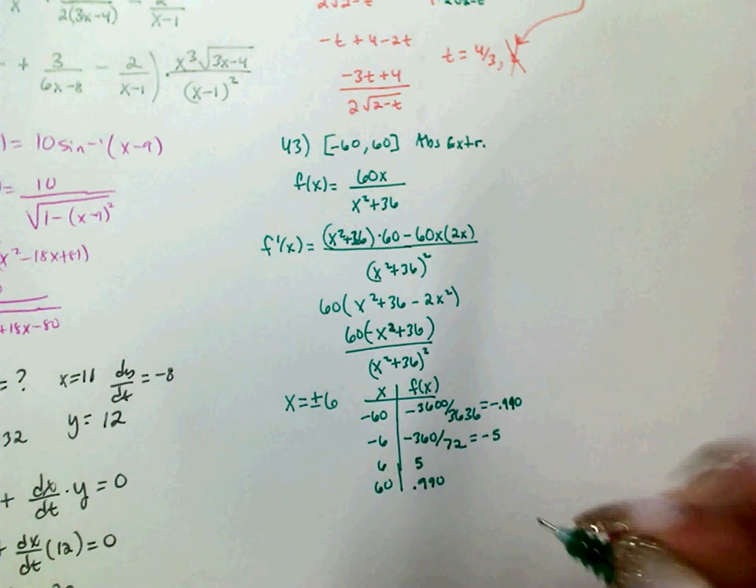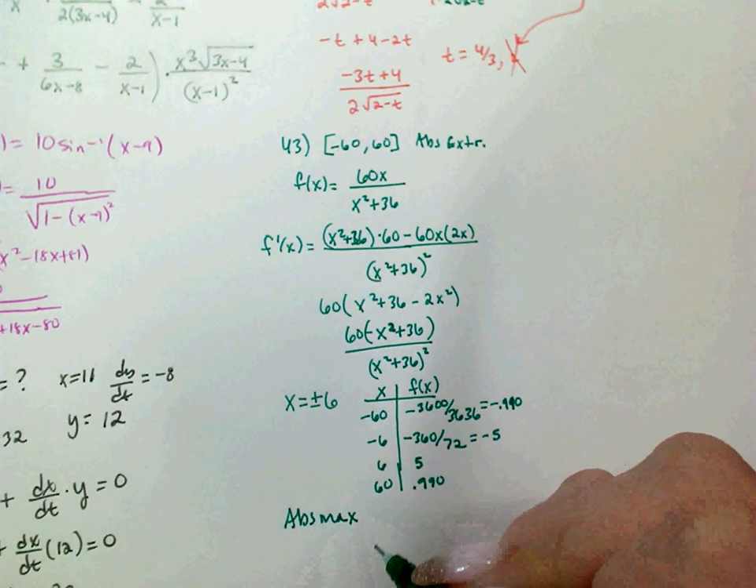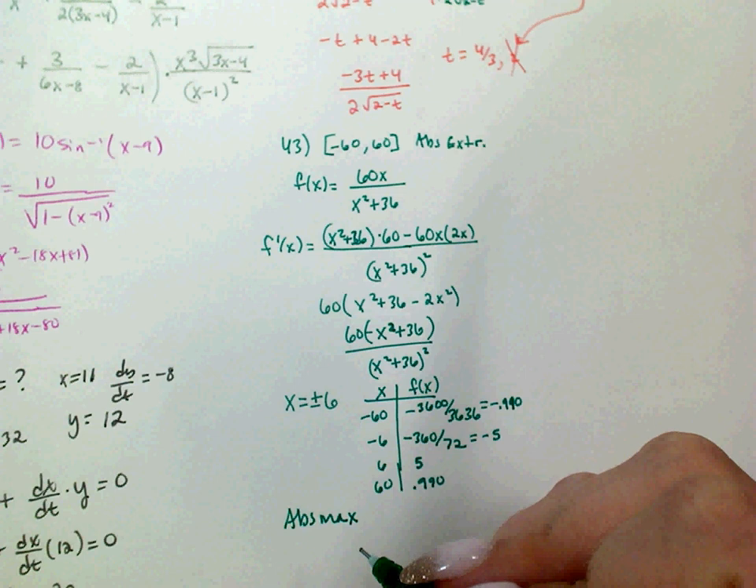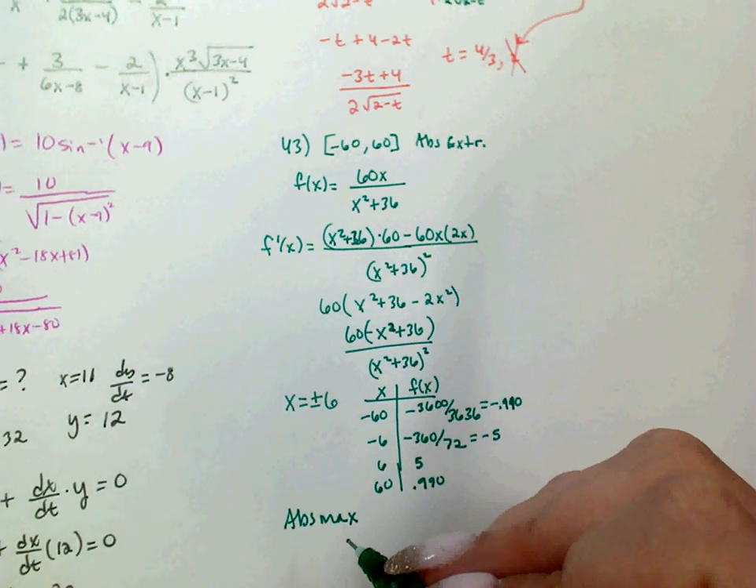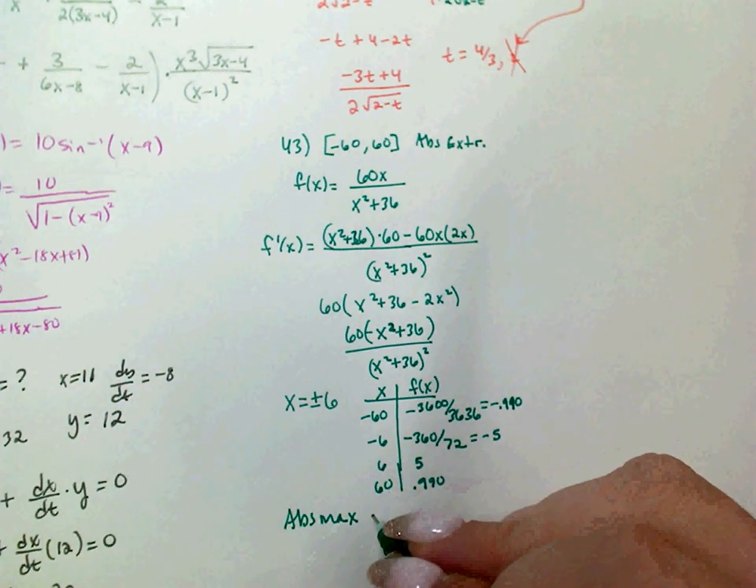Which means the absolute max is 5 at x equals 6, and if it asks for the absolute min, then we would say -5 at x equals -6.